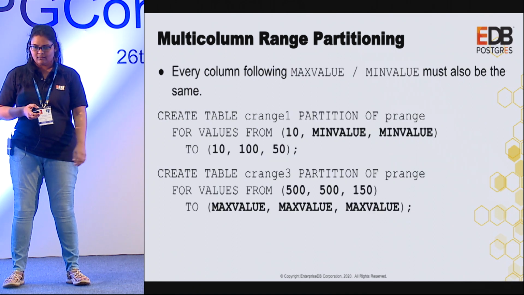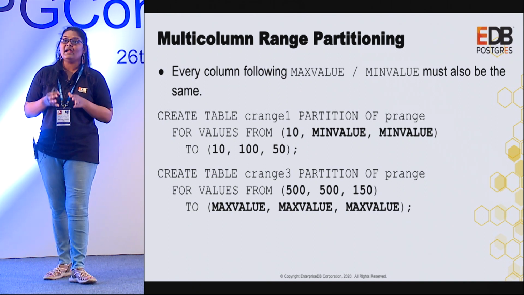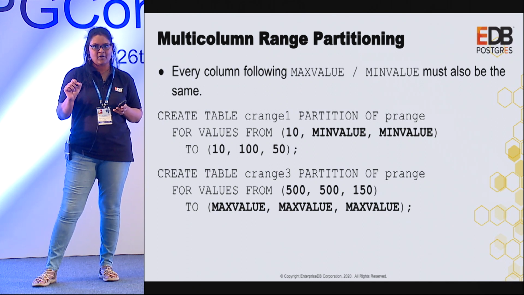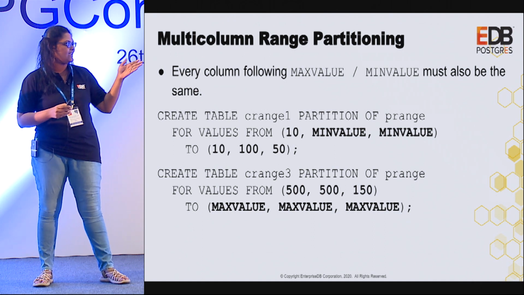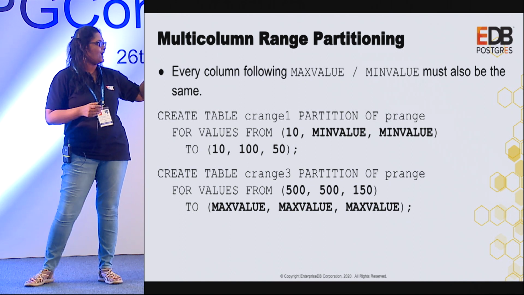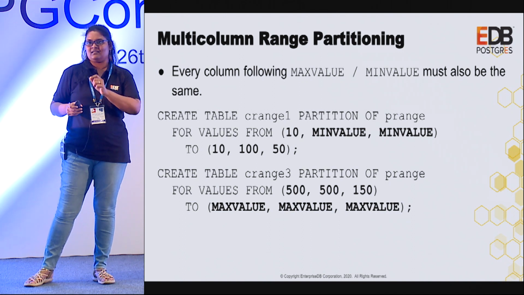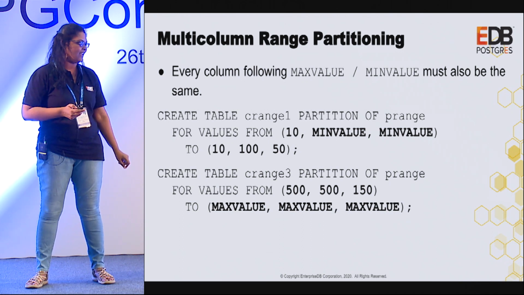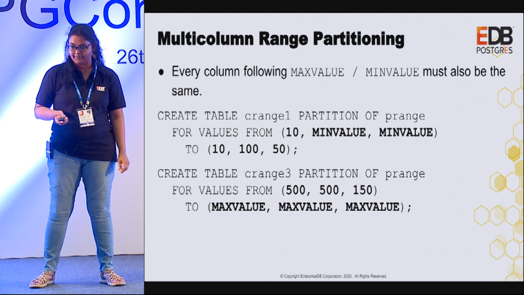In this case, what happens is when you're using an unbounded value, that is max value and min value, if any one of those partition key columns has the unbounded value, then all the other columns that follow it will also have the unbounded value. Like in the first case, the second column has min value, so the third column has to be min value. And in the last example, since the first column itself states that it's maximum value, then all the other columns that follow it will also be maximum value. You cannot mention a specific value for it later on.